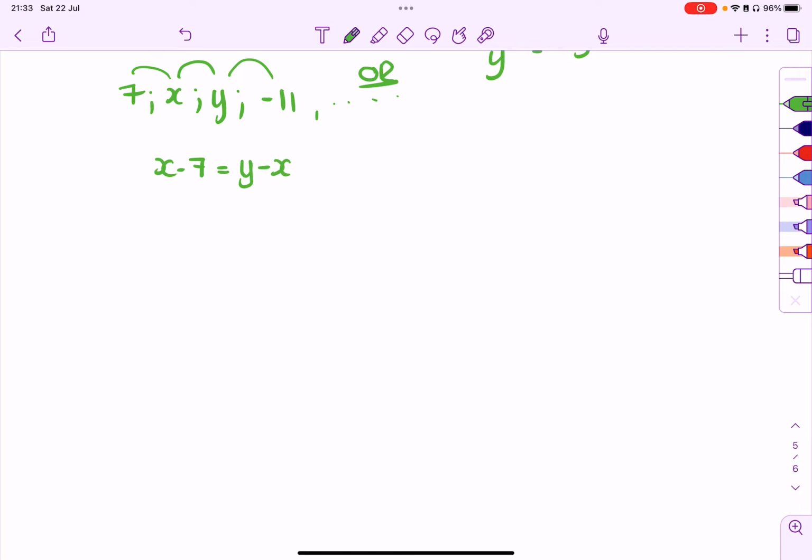And if you can see, we are trying to solve a simultaneous equation here. We're trying to find x and y. So that means we need two equations for two unknown variables. So let's also use minus 11 minus y is also equal to y minus x. Okay. So I'm just going to take the x over. This becomes 2x minus 7 equals y. And on this side, I'm going to take the y to the other side.